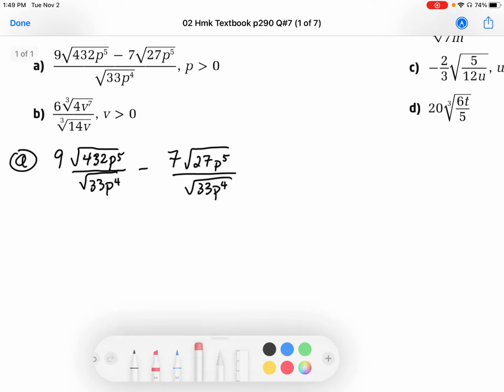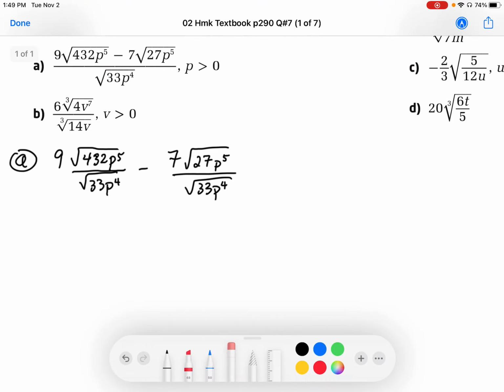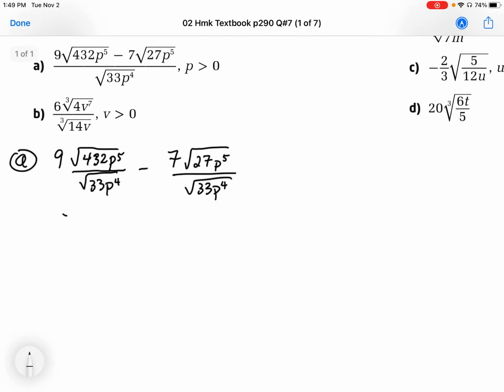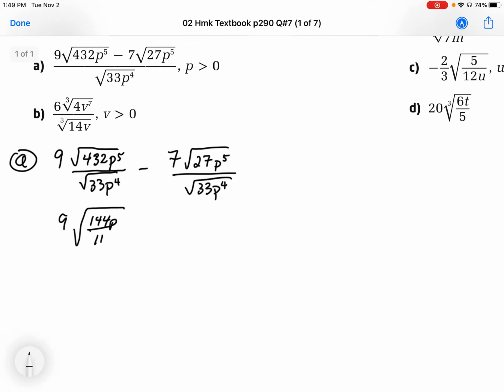We can rewrite this with one radical underneath the same radical, so we end up with, in this case here, 9, and under 1 square root, this ends up being 144p all over 11. Okay, so 33 and 432 share a common factor of 3, so we divide that out.